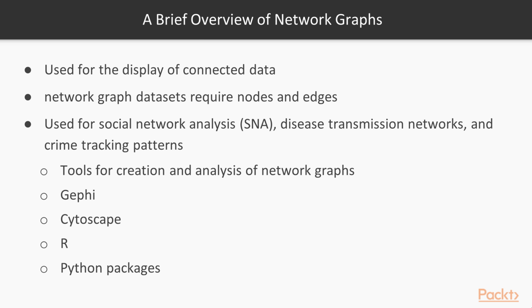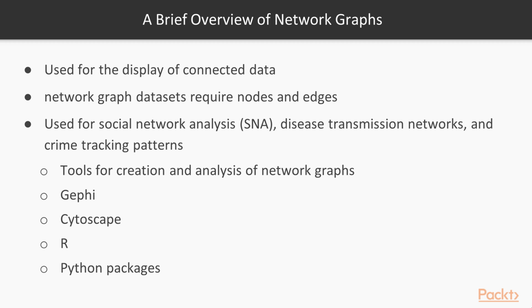So, a real brief overview of network graphs. We use them for the display of connected data. And as I mentioned, connected data would be data sets where we've got linkages between people, places, things, events, and so on. Any scenario you can think of where there are connections is a suitable target for a network graph. Typically, when we're talking about network graph data sets, we're talking in terms of nodes, otherwise known as entities or vertices, and edges, which would be the connections or links between nodes.